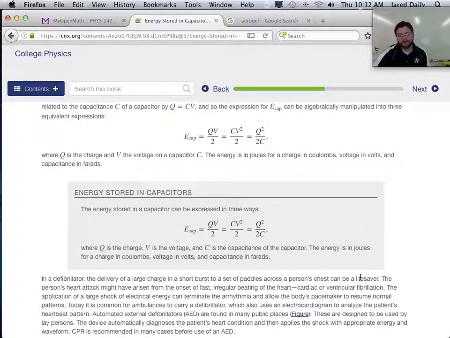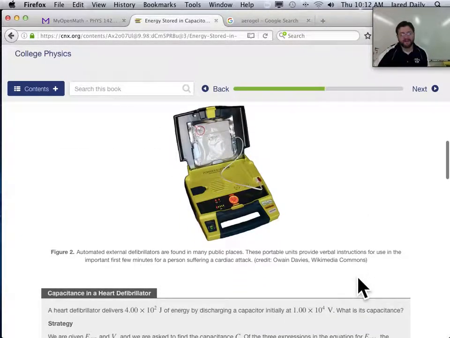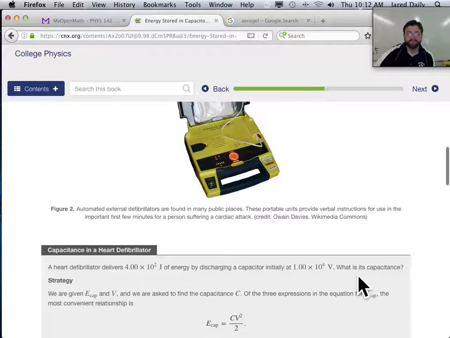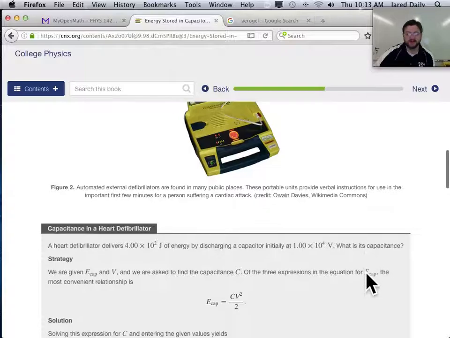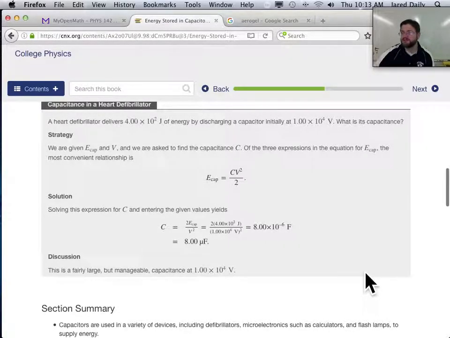So here's an automated external defibrillator. We have several of these at the college. And we have some practice ones too that don't actually dispel a charge. They're downstairs in the EMT department. They're trainers. We used them for learning how to use the defibrillators in Cub Scouts and Boy Scouts.